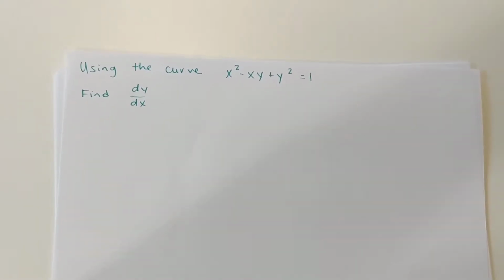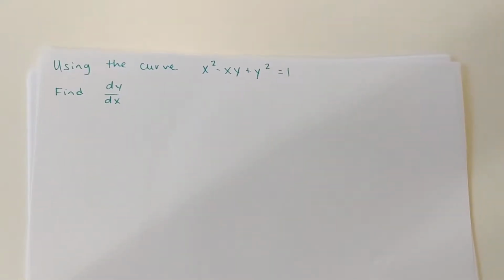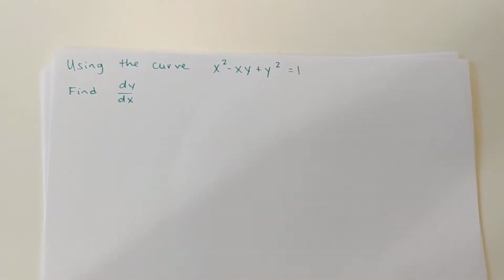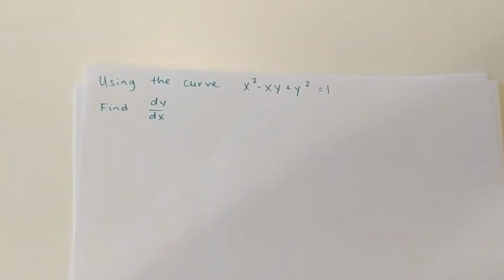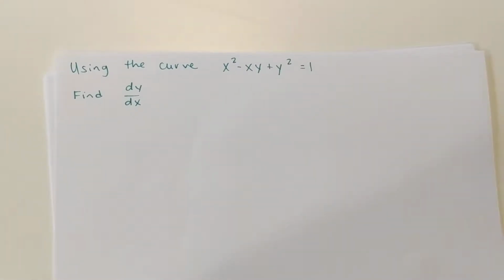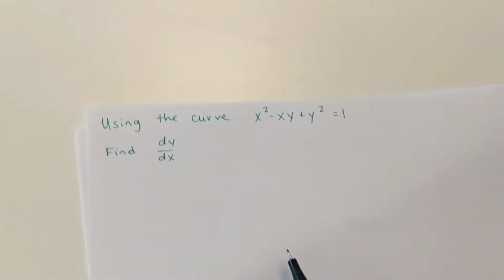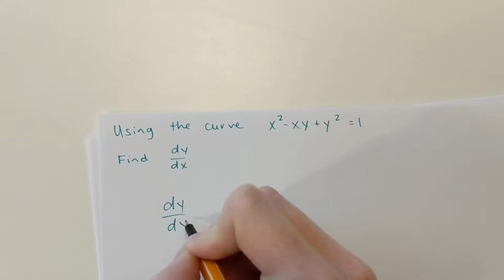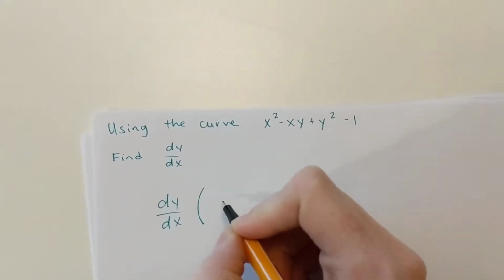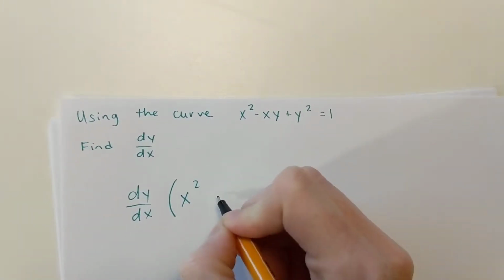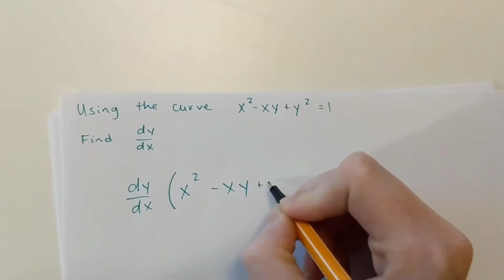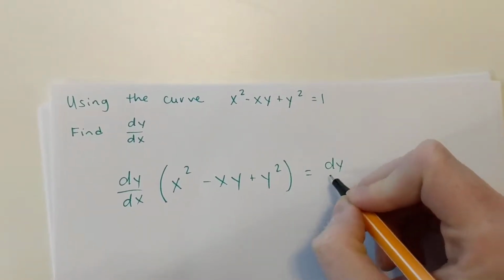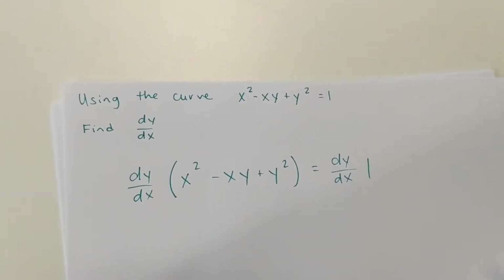Okay, so the question says, using the curve x squared minus xy plus y squared equals 1, find dy/dx, which is finding the rate of change. So what we're going to do is multiply both sides by dy/dx. So dy/dx times the quantity x squared minus xy plus y squared, all equals, and what we do to one side we have to do to the other, dy/dx times 1.